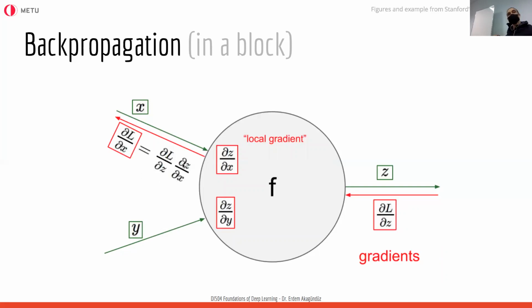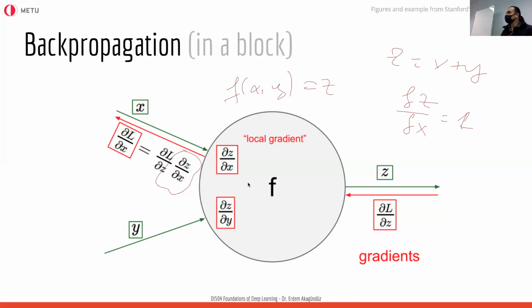And z with respect to x: I've got this, I need this, then I need to find this. If f is a function like this, and if I know f, I can calculate this, right? If z is x plus y, then the partial derivative of z with respect to x will be 1, just like the previous example. So in a block, if I know the analytical gradient of the input-output relation, and if I know it for all the blocks in my computational graph, I can apply backpropagation to that computational graph.